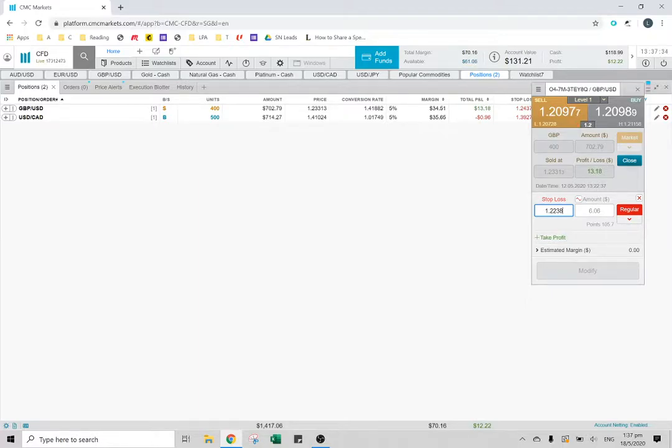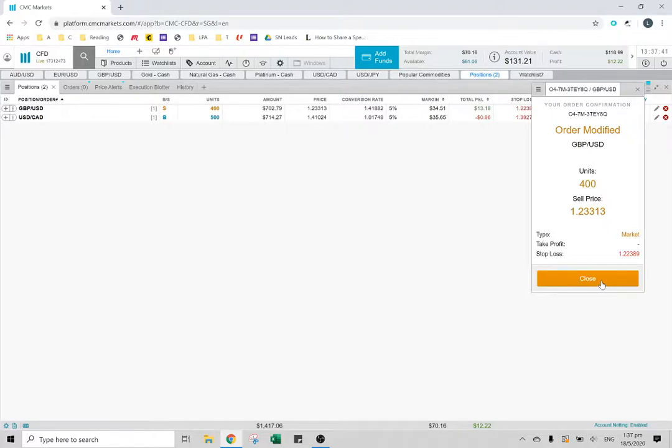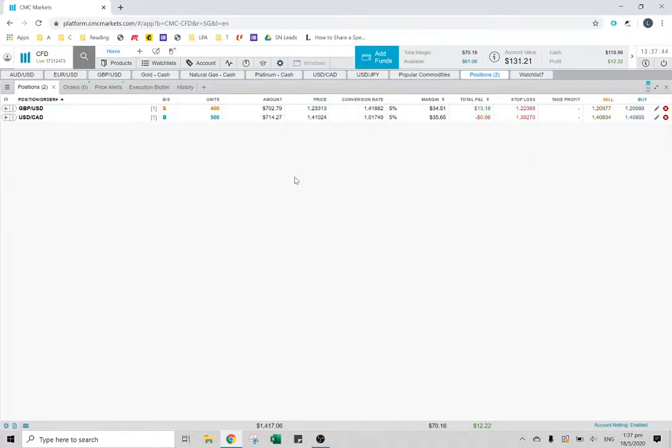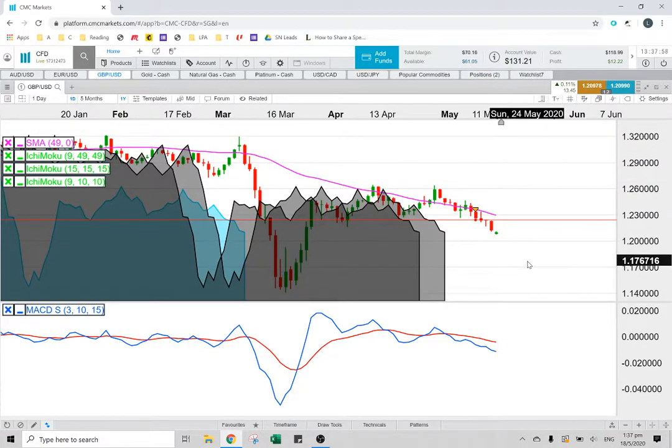Yeah, so we're gonna modify that. We moved our stop loss to 122.389. So if it closes at that price, we would have made a little bit of profit. Not much profit, but we want to see a movement downwards, especially on today's pricing.